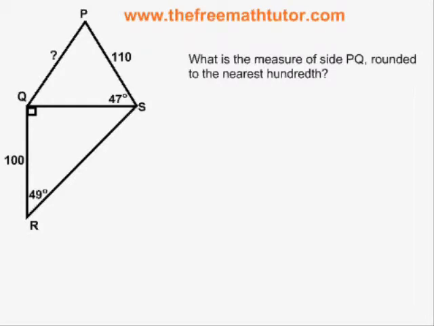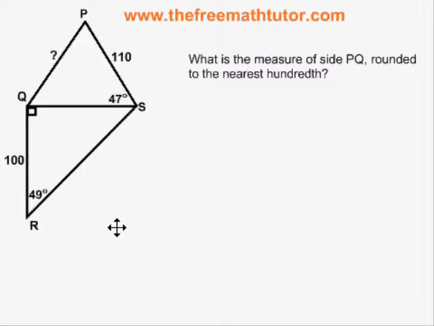In this example, we are being asked, what is the measure of side PQ? Side PQ is up here in this triangle, which is not a right triangle, triangle PQS. And we don't have enough information to solve triangle PQS because we have one side and one angle, and that is not enough to use either sine law or cosine law. So we are forced to move down and work with triangle QRS, which does have enough information to allow us to solve it.